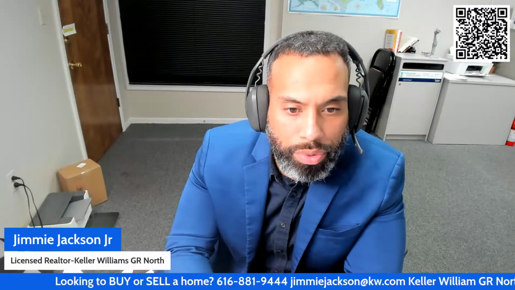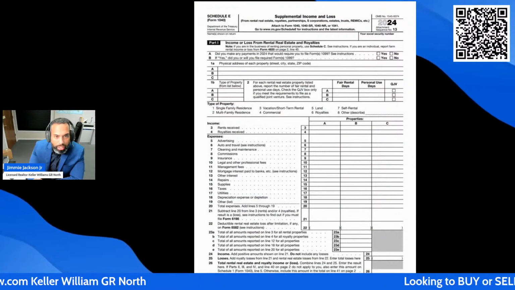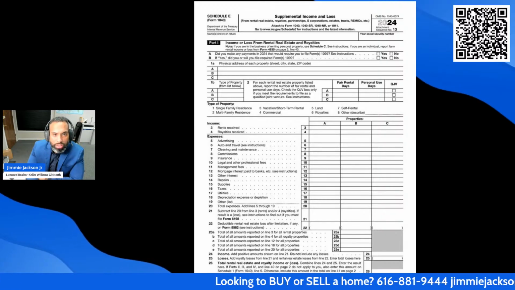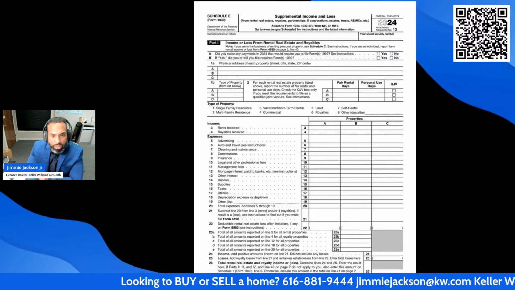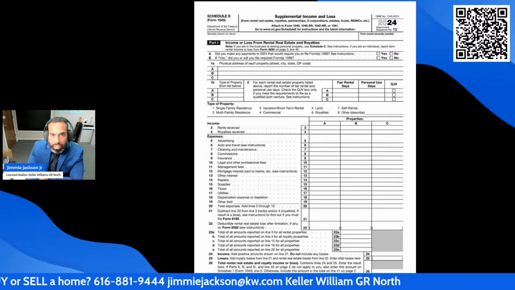So let's jump into an example of a property with a purchase price of $200,000. What I'm going to do is add the property. I'm going to add the form up here really quick. So this is your Schedule E form. Let me see if I can zoom in on this.